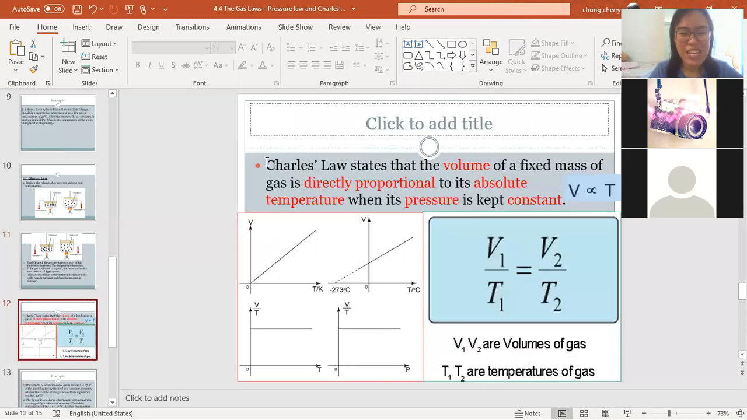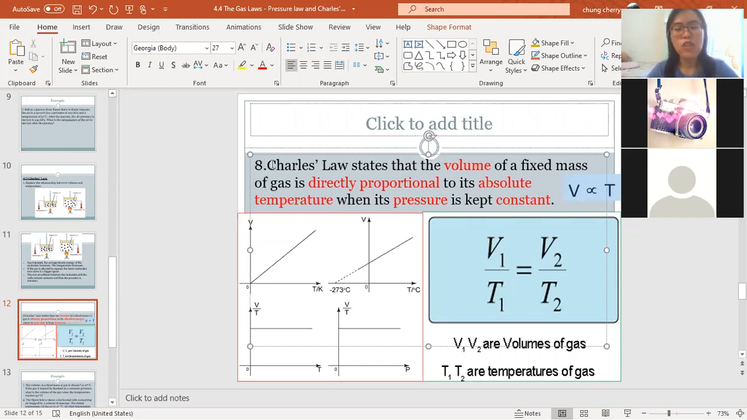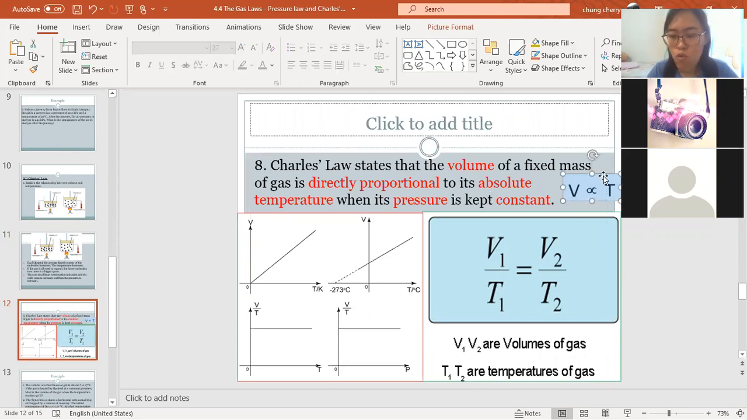Okay, good. So this will be your notes number 8, the Charles' law. The Charles' law definition states that the volume of a fixed mass of gas is directly proportional to the absolute temperature when the pressure is kept constant. So this is the symbol to represent the volume and temperature relationship. And this is the graph.